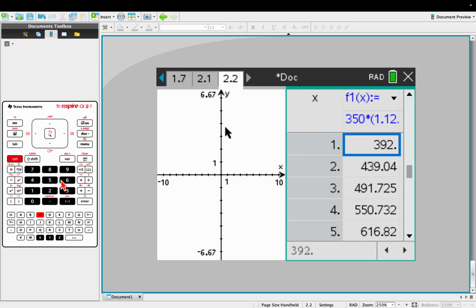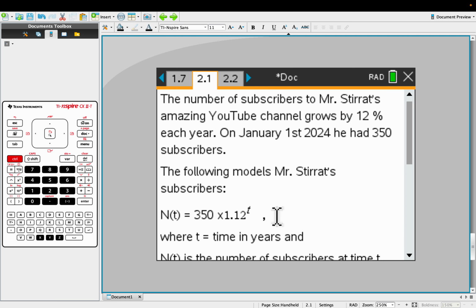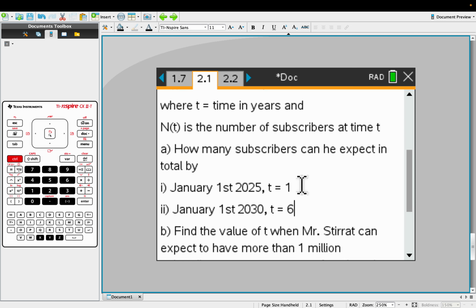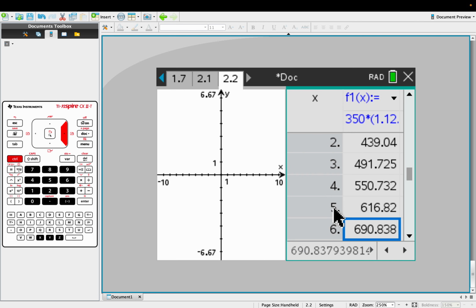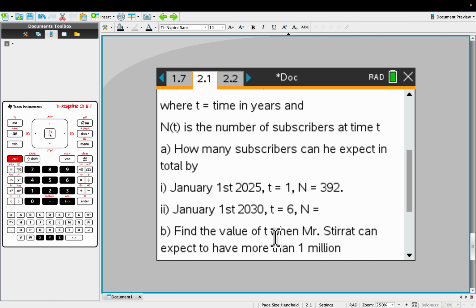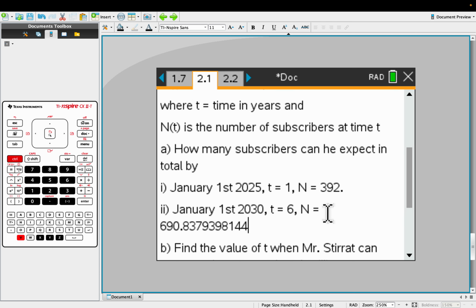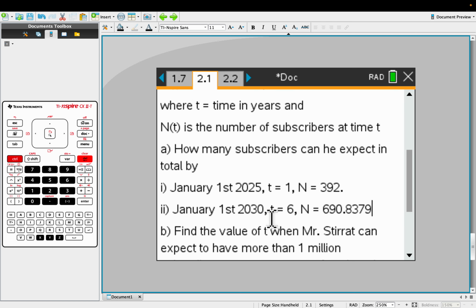So 392. So after 1 year, we have N, oh, it's N, right? N equals 392. And after 6 years, N equals, we go down to 6 years, we grab this value here, and we just paste it here. Alright, quite easy, right? We might want to round it, 690.8, so approximately 691.